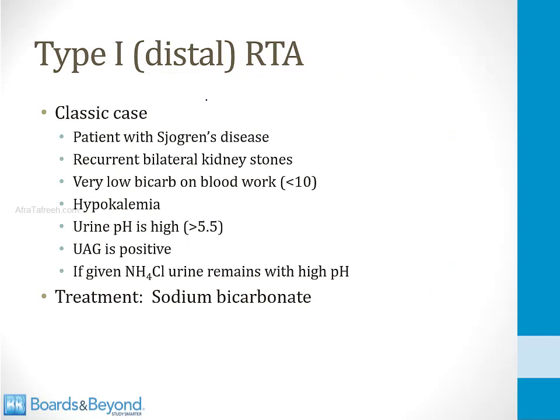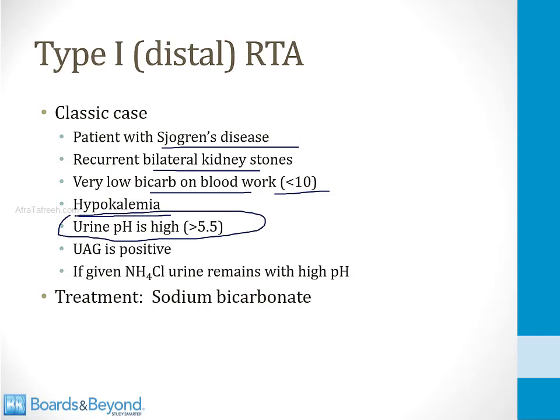So the classic case of a type 1 distal RTA is a patient with Sjogren's syndrome, or maybe a patient who has rheumatoid arthritis. There's a history of bilateral recurrent kidney stones. The bicarb is going to be very low on blood work, often less than 10. There'll also be hypokalemia, and then the high urinary pH. Once you see this, the answer is almost always a distal RTA.